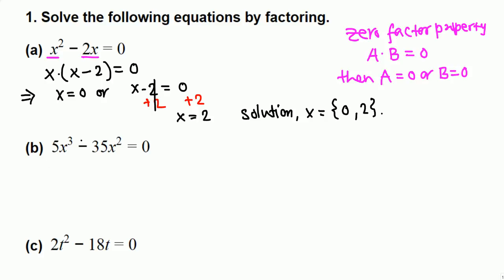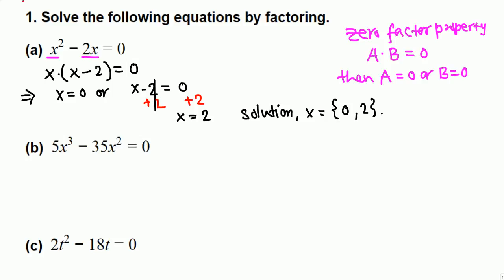Next, same idea as part A. Right hand side is 0. That's good. If not, we had to make the right hand side 0. We have two terms, 5 times x cubed. X cubed means x times x times x, 3 x's. 35. Let's factor 35. 35 is 5 times 7. So 5 times 7 times x times x.